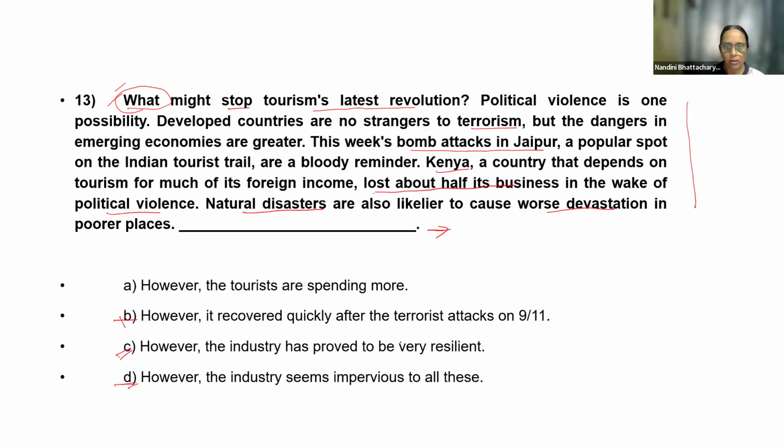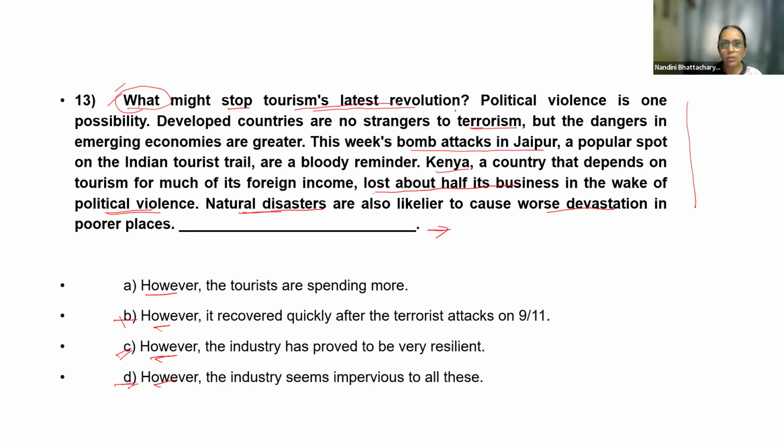They seem to be similar. Okay, so what is it talking about? There are some things that affect tourism, right? One is terrorism, another is political violence, and another is natural disasters. So that is the summary of the passage. So now we need a conclusion. Now here each one of them starts with however. So that means we are looking at a contrast. And so in spite of all this, what can happen? So first is what might stop tourism's latest revolution?